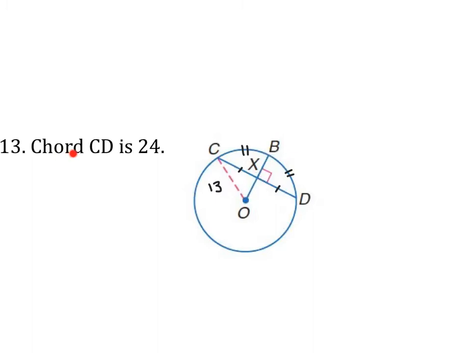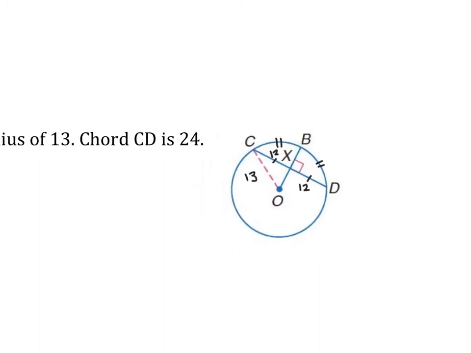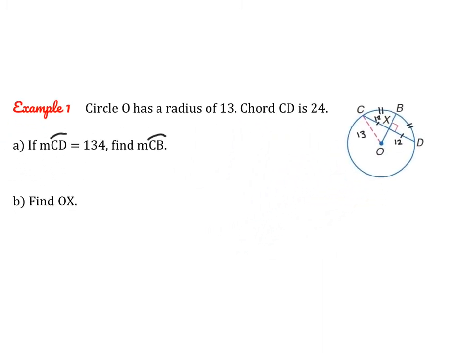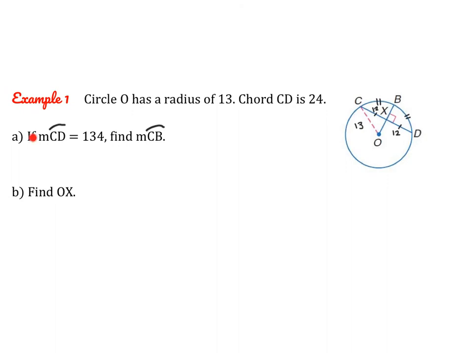Now it says chord CD is 24. Well, if the total chord is 24 and it has been cut in half, I know that that means that each of these smaller segments are 12. Okay, now we've labeled just about everything we know. Let's look at the question. They say if the measure of arc CD is 134, find the measure of arc CB.